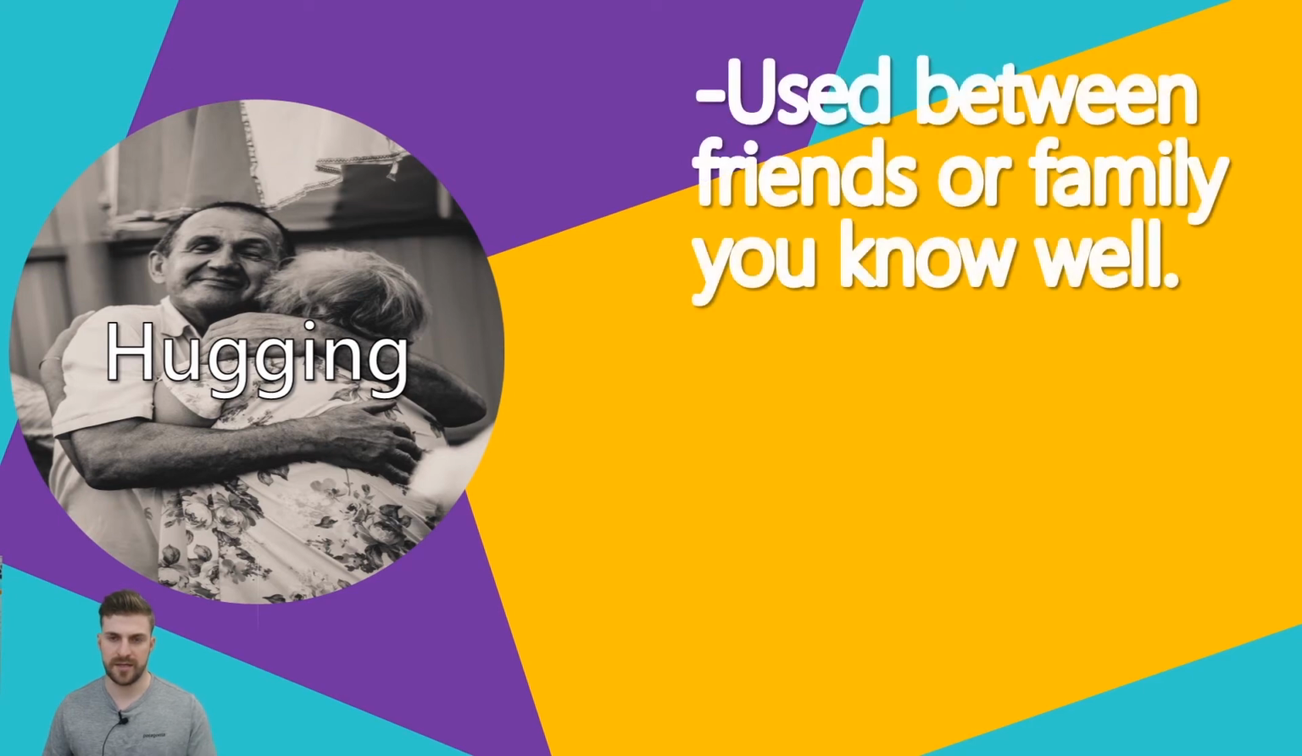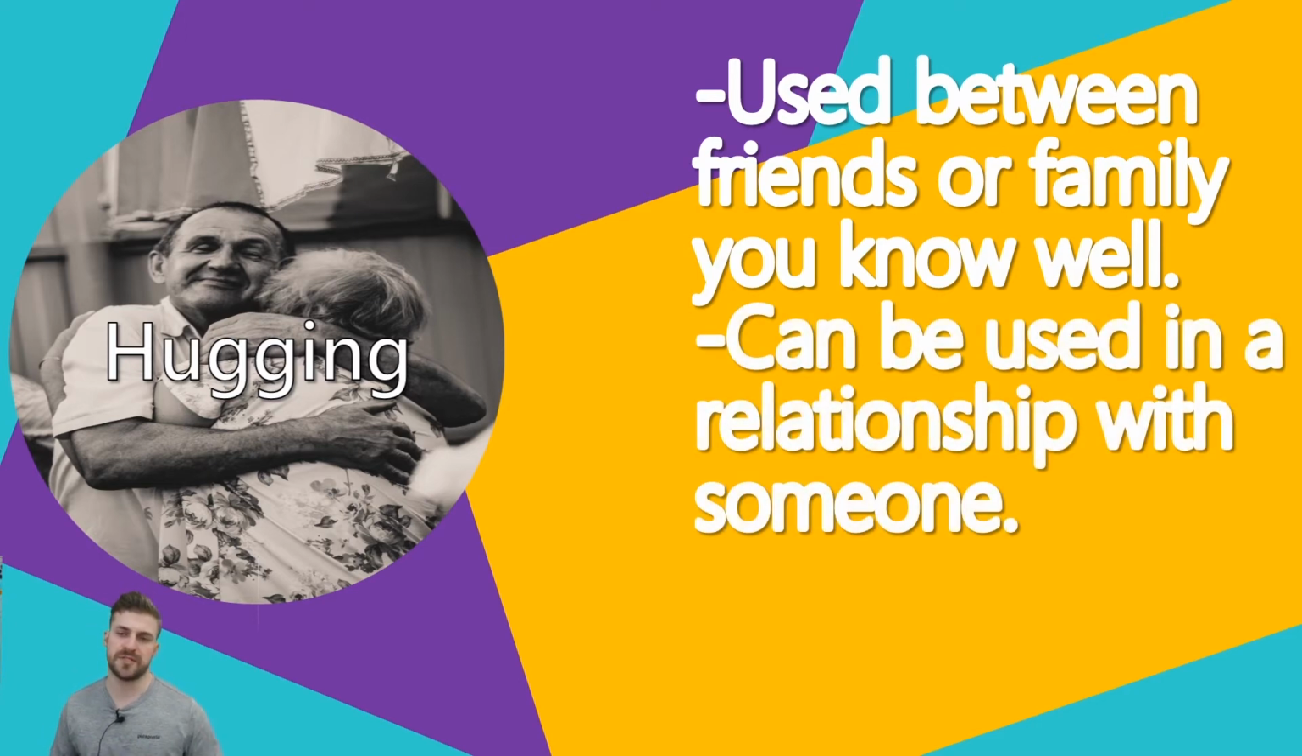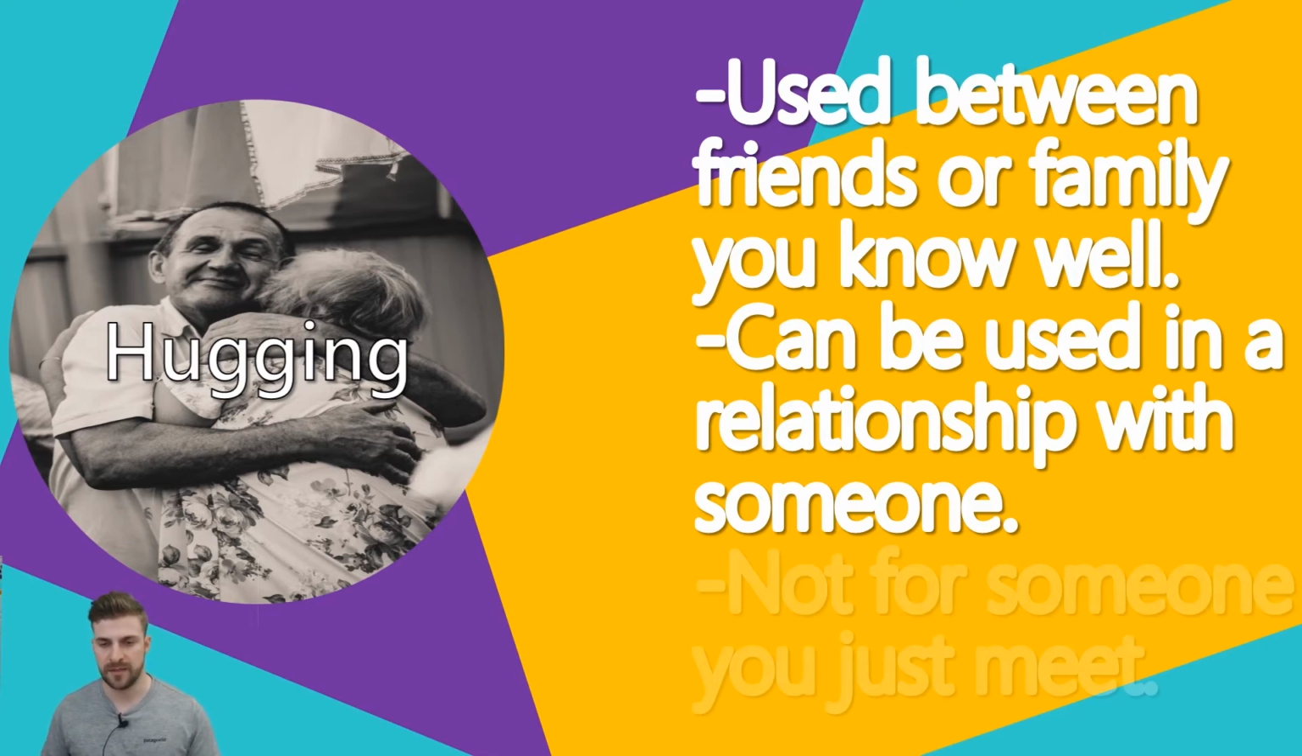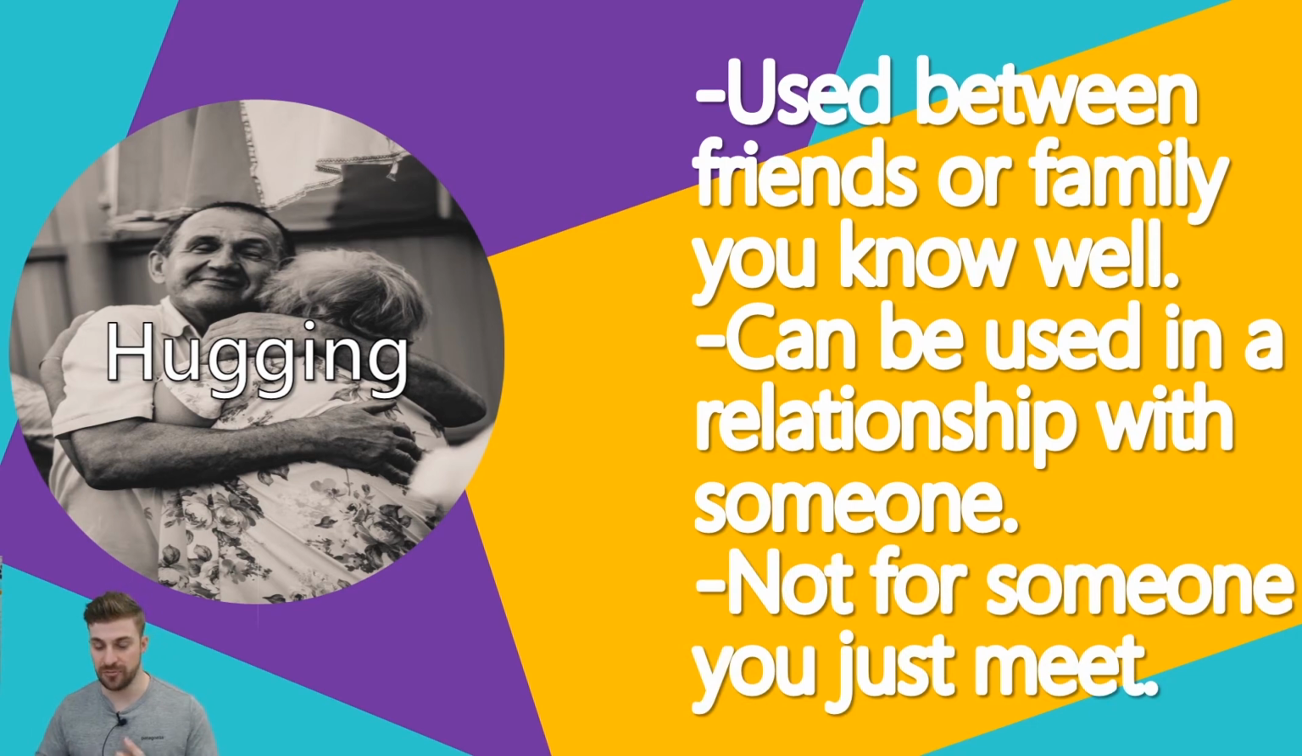Hugging is used between friends that I know well or my family. My family I already know well, so it's okay if I give them a hug. I only use this between my friends if I have been friends with them for a long time. It can also be used in a relationship, boyfriend, girlfriend, or if you're married, that's okay too. But it is not for someone that you just meet. I would not give a hug to someone if I'm meeting them for the first time. So don't do that. But it is okay if it's your family or a friend you've known.